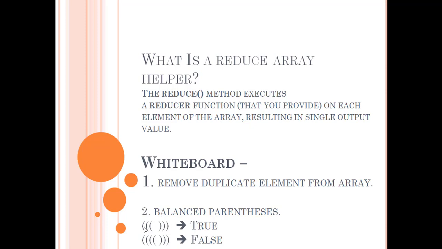In the next video, we are going to see how we can check balanced parentheses using the reduce array helper. For example, here we have three open parentheses and three closed parentheses, so we can see that this is balanced. But here we can see four open parentheses, but only three are getting closed. So we can say that these parentheses are not balanced. So we should get true for the above and false for the below one.